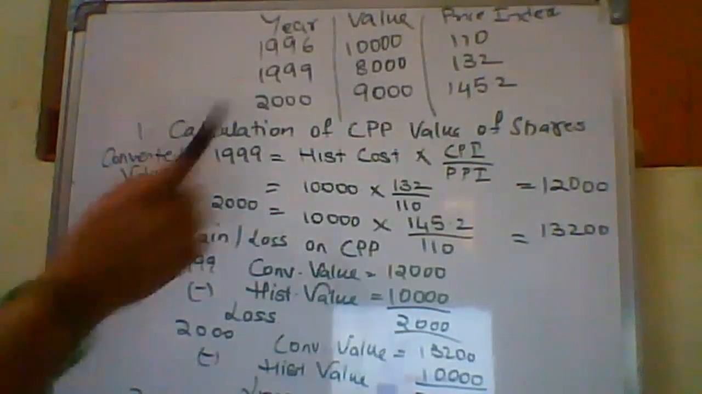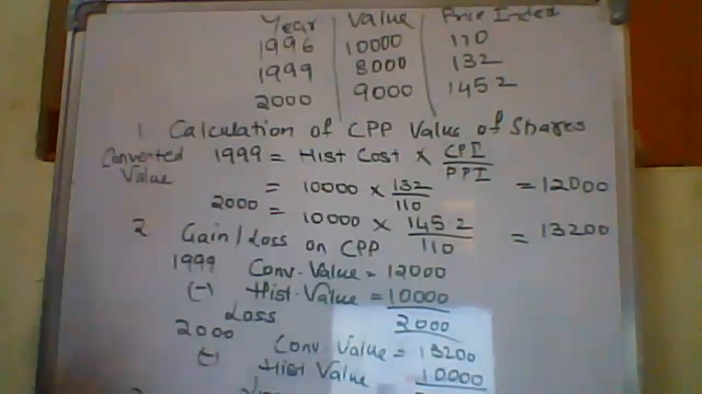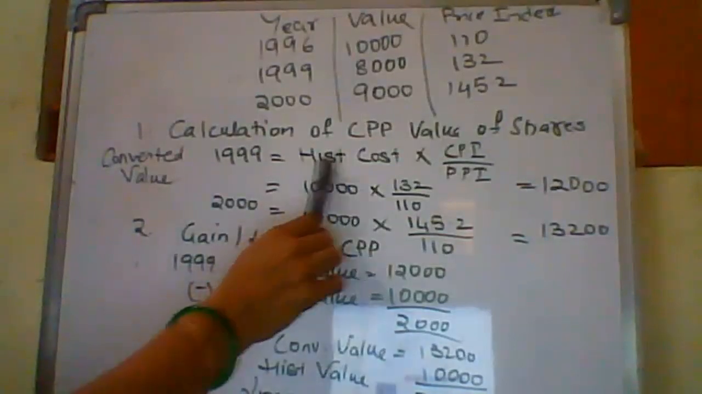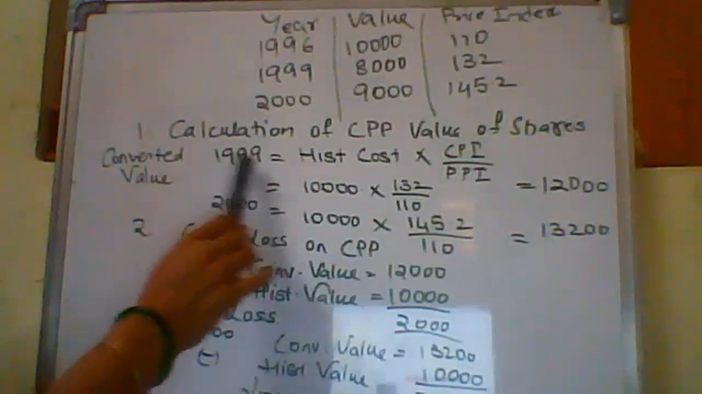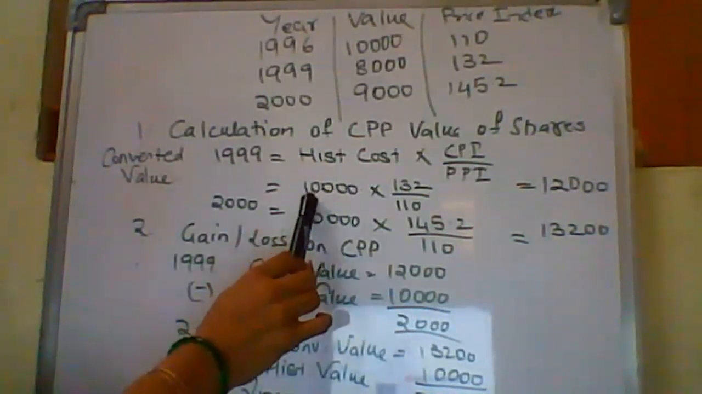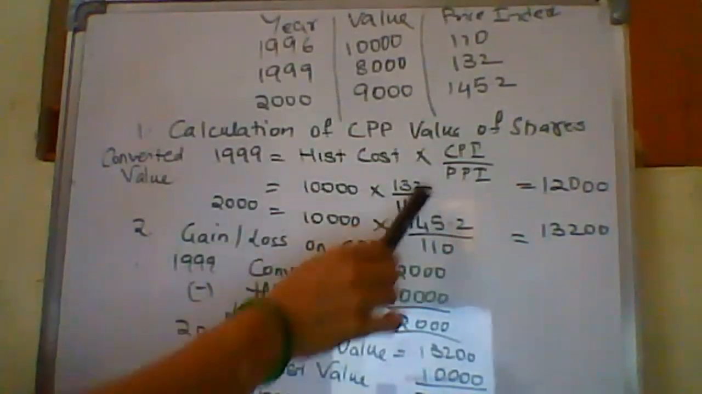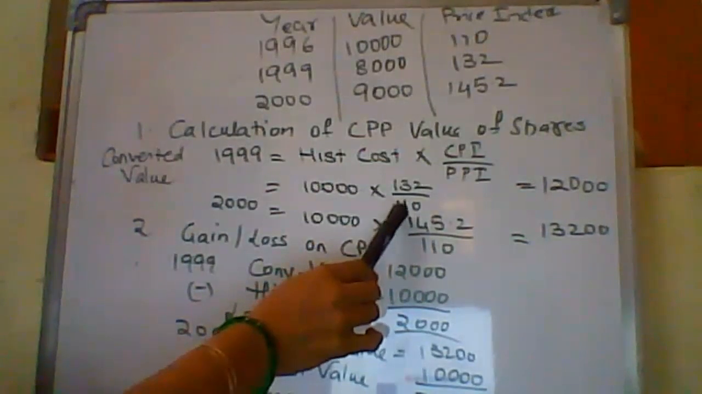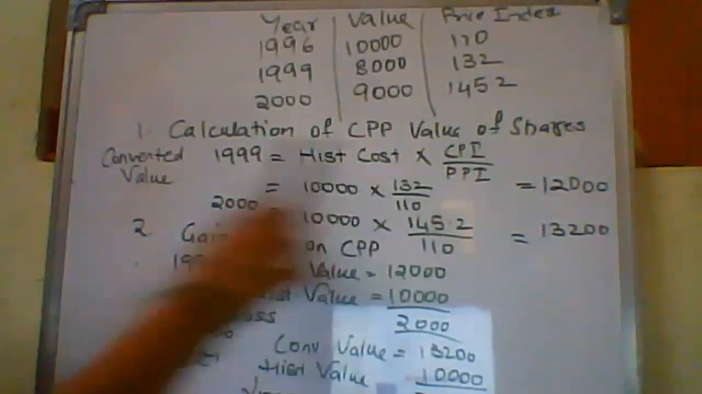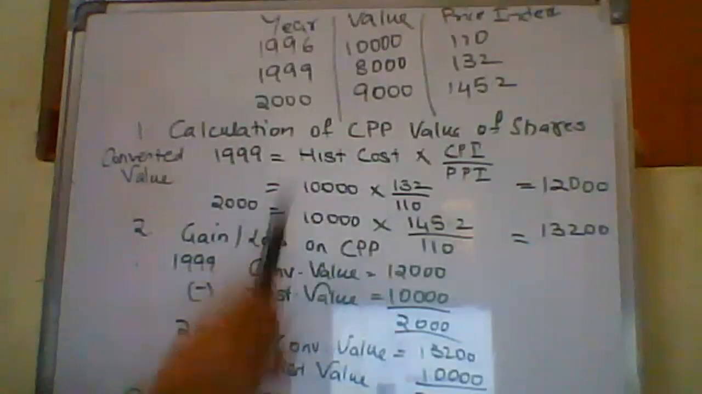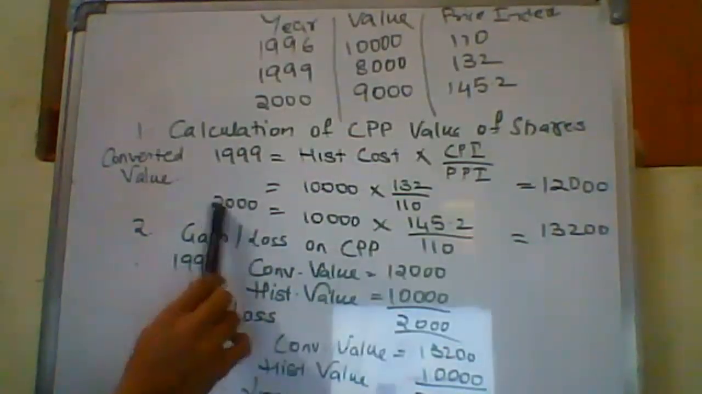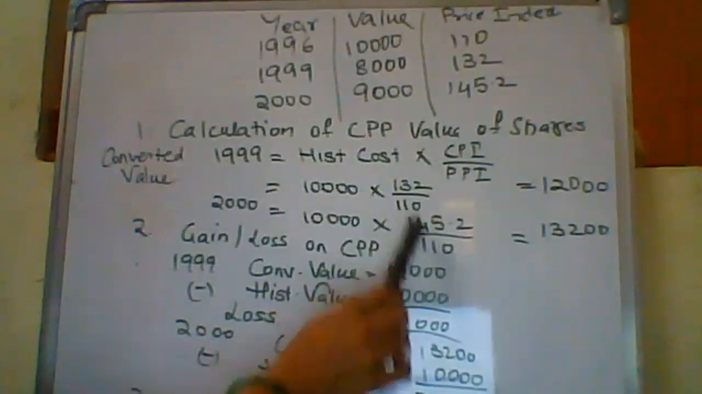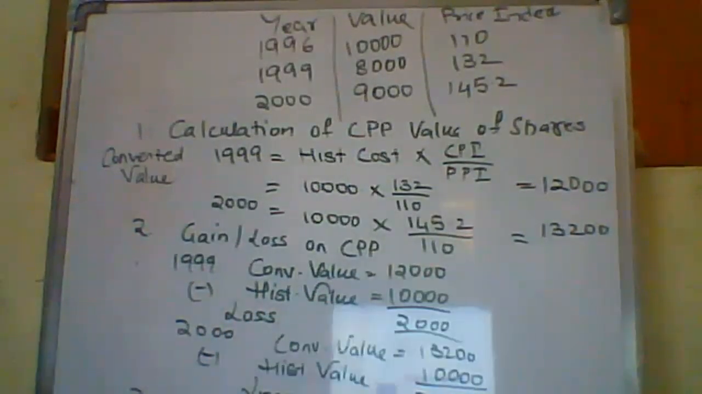So first I am doing the calculation of CPP. Historical cost into current price index divided by previous price index. 1999: 10,000, its price index in the opening balance is 110, current price index in the year 1999 is 132. 10,000 into 132 by 110, 12,000. In 2000, it is 10,000 into 145.2 by 110, 13,200.